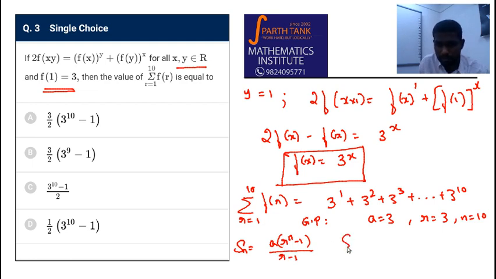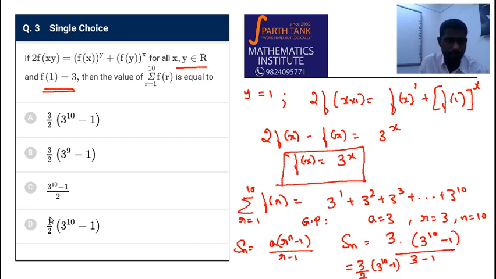So therefore, the sum Sn in this particular case is 3 times 3 raised to 10 minus 1 by 3 minus 1, or 3 by 2 into 3 raised to 10 minus 1, which is option A, 3 by 2, 3 raised to 10 minus 1. Very simple problem, just substitute y is equal to 1, or you can do x is equal to 1 also. You would get f of x, and then from f of x you find that this summation is a geometric series.